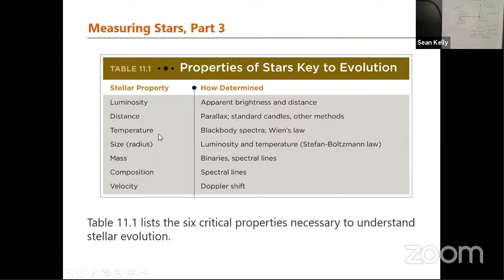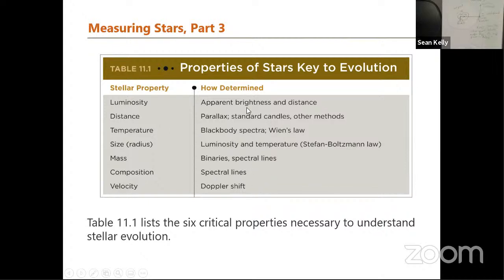The temperature of the star we're referring to is the surface temperature of the star. The size of the star will be important, the radius, because we'll talk about dwarfs, which have small radii, and giants, which have very large radii. The mass of a star is going to turn out to be incredibly important. Then what a star is made of, its composition, and a star's velocity. Over here, we're going to see the technique used to measure that, and that's what I'm going to be talking to you about today.